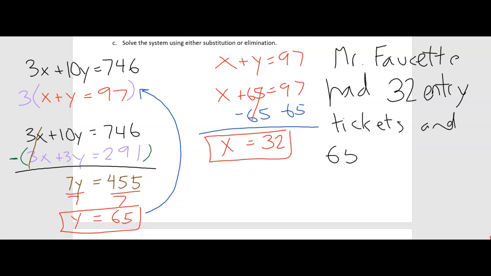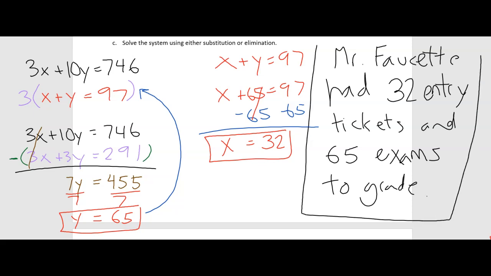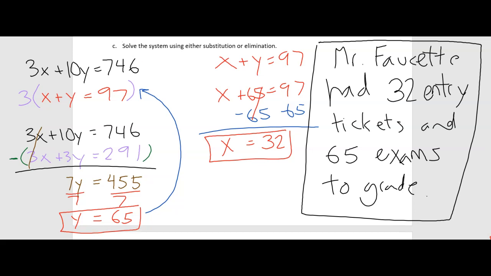And 65 exams to grade. Remember, it's always good when you have a word problem, write a little conclusion so the reader knows that you understand what those variables represent. All right, let's do 2 more.